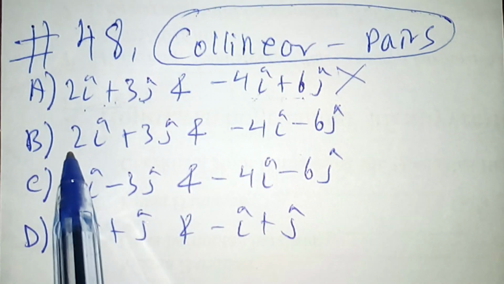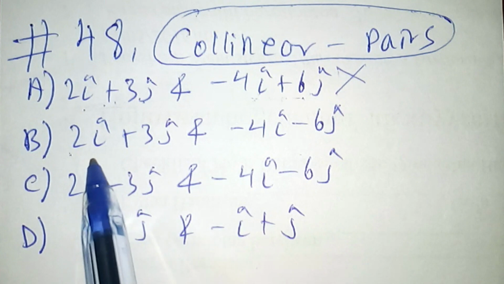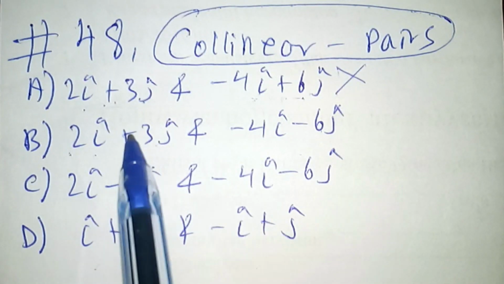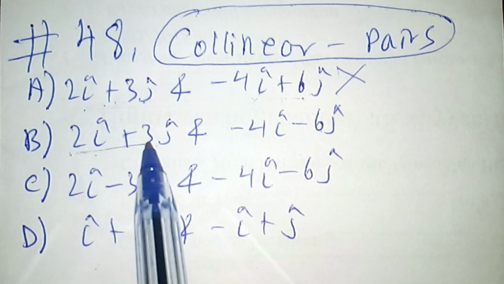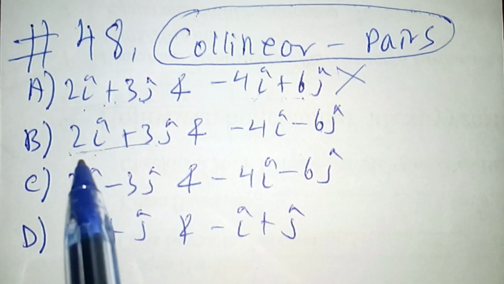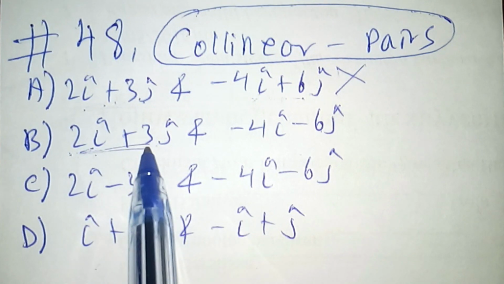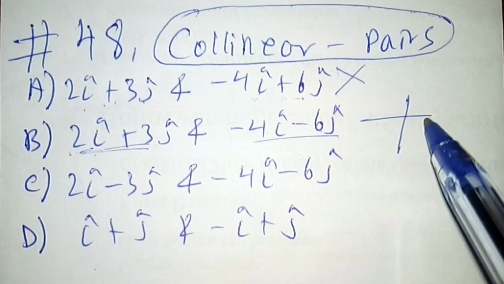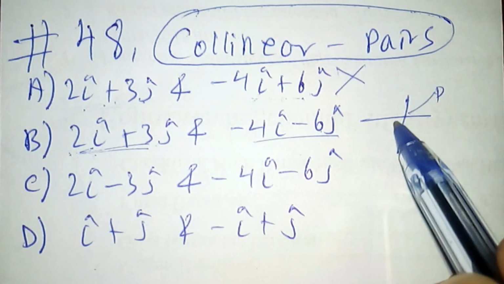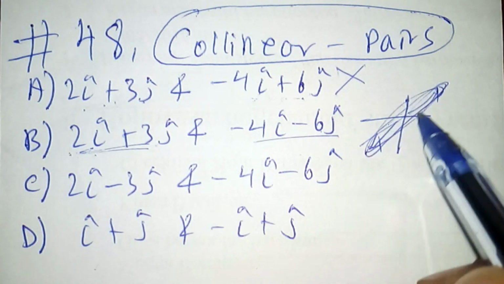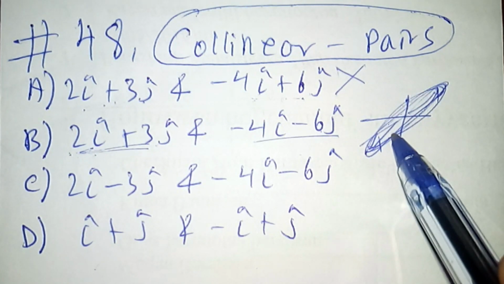So the first and second quadrants have no possibility of being collinear with each other. When you come to alternative B, 2i plus 3j and -4i minus 6j, these two vectors have a possibility to be collinear because the first vector is in quadrant 1 and this one is in quadrant 3. That means the first one is in this direction and the second one is in this direction.